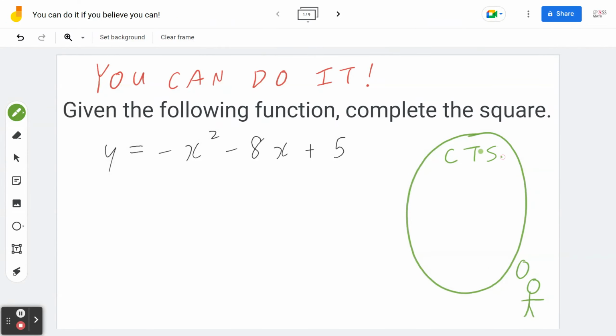So CTS stands for completing the square. The three steps go as follows. Step number one, you always want to start with factoring. So if there's a common factor, you bring it to the front, which I'll demonstrate. Then once you go through factoring, step two is broken down into 2a and 2b.